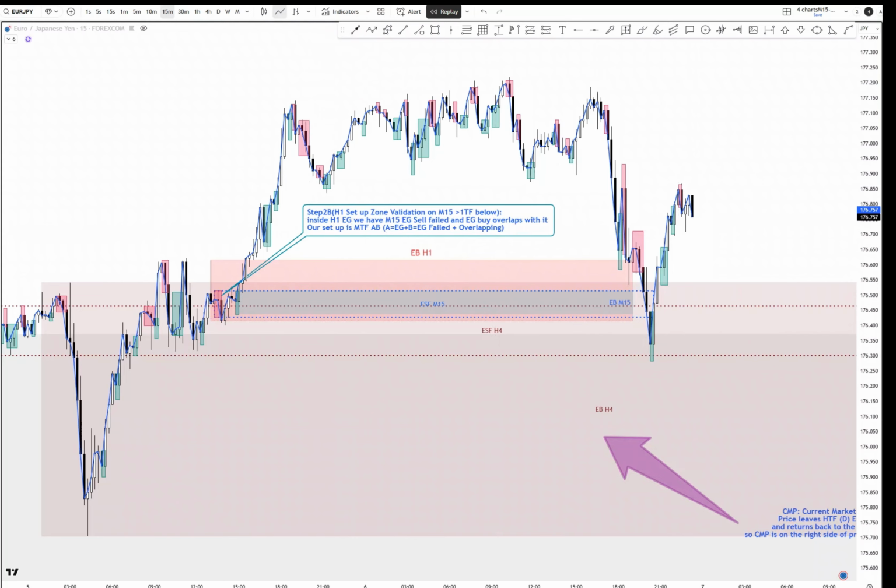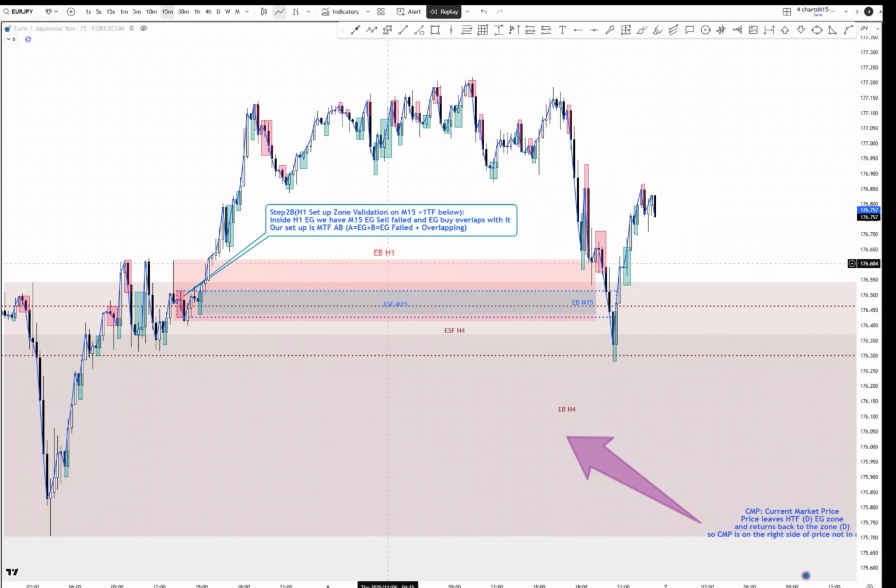Now, later on, after this is confirmed, yeah, we have H1, we have failed engulfing sell, and we have engulfing buy. So this setup is multi-time frame AB. Multi-time frame AB is one engulfing, which is the blue one, M15 engulfing, and at the same time, engulfing failed, which they overlap here. If they were not overlapping, it would be multi-time frame engulfing. So it would be one here, one there, not having any overlapping. But now we have overlapping. This is called multi-time frame AB.